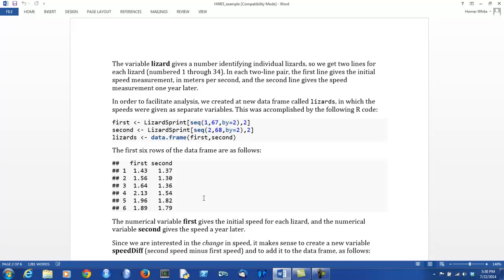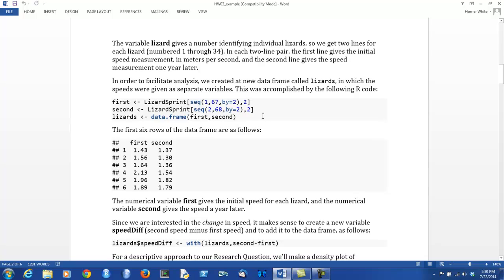So this might be a time when you would want to talk to the reader about the R code that you use to do the data manipulation. We'll go into more details in the next video, but basically we create two new variables from the variables in the old data frame and stick those two variables together into a new data frame called lizards.